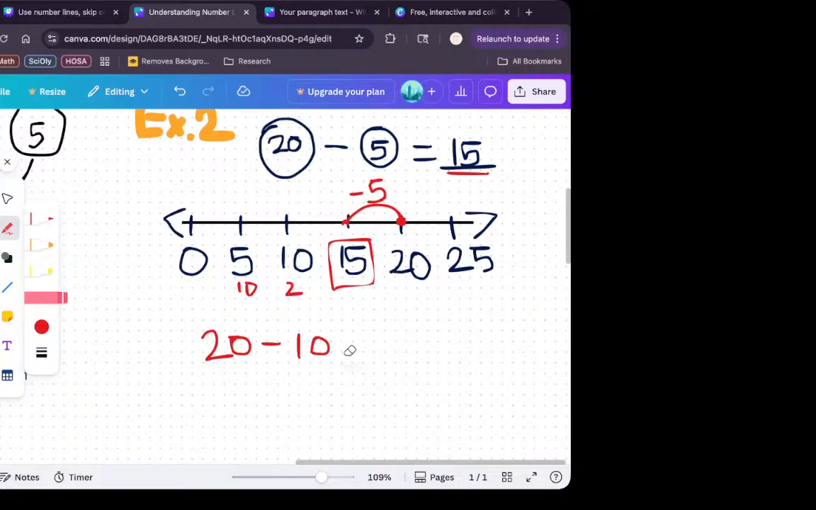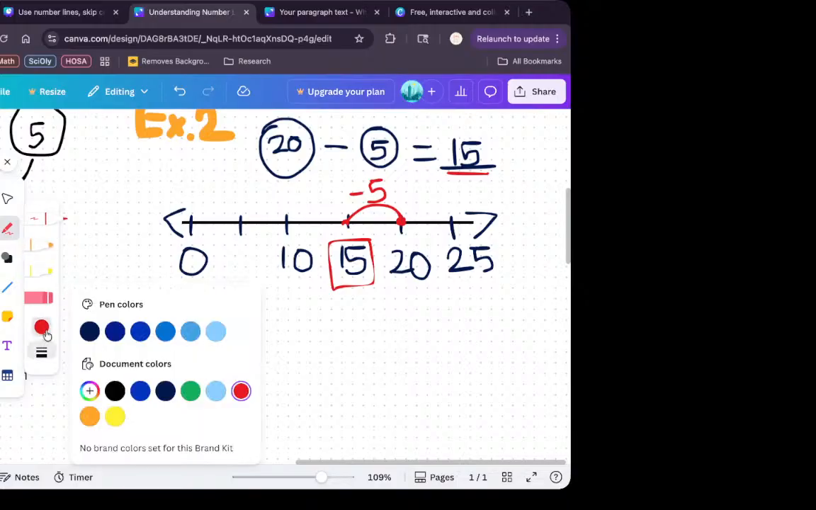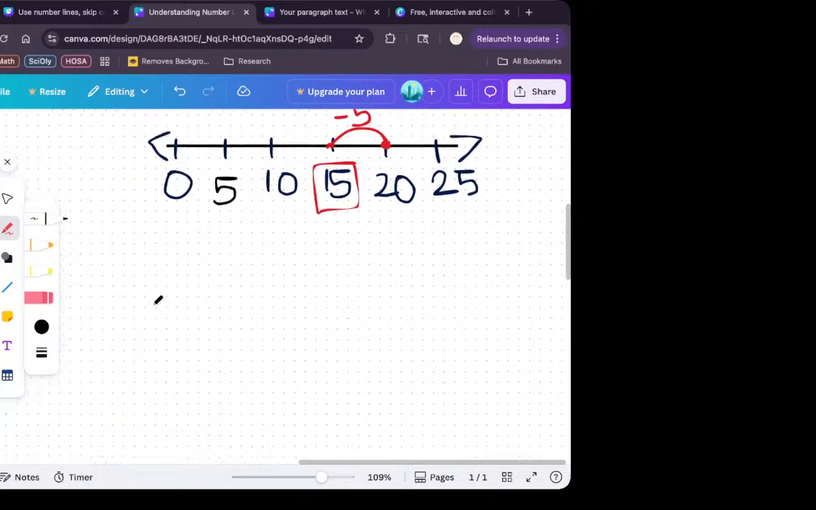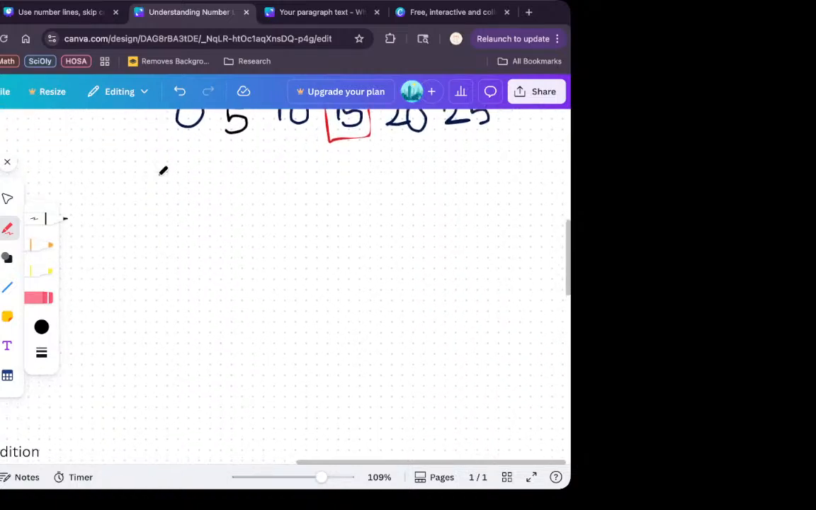Okay. Let us move on to the next one. This one, I want you guys to do this first. I will draw the groups, but I want you guys to draw the number line before I tell you how to do it. Okay?